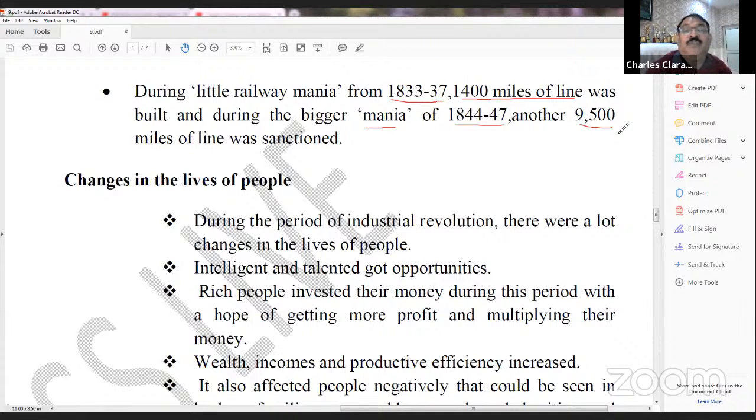Remember, the first industrial revolution ended at 1850. Keep this in mind, okay? When you keep this in mind, 1780 to 1850, you will always be able to understand how these things contributed to the industrial revolution. All right?